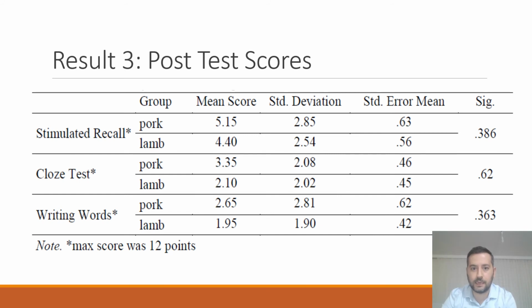In none of these components could I find any significance. So there is no significant difference between the pork and lamb group, considering all of them. And mean scores were very similar to each other. In this case, we can say that although the Muslim learners were disgusted by the pork content and showed negative valence towards it more than the lamb meat content, this disgust, emotion, intensity did not affect their language learning gains.